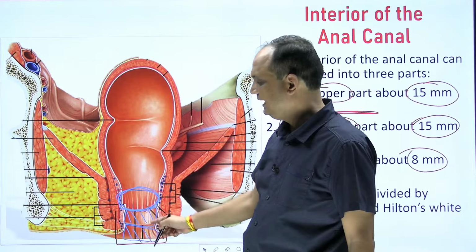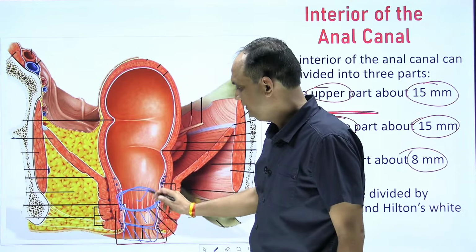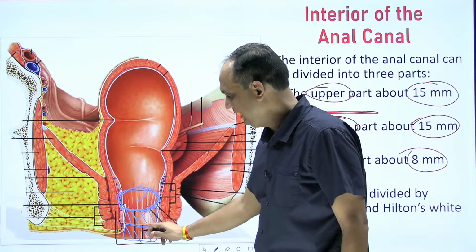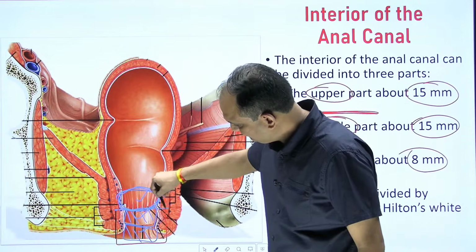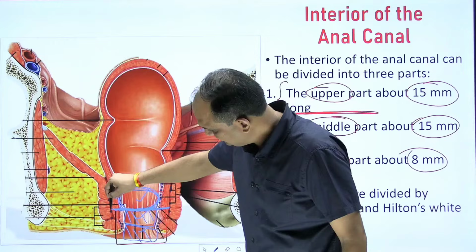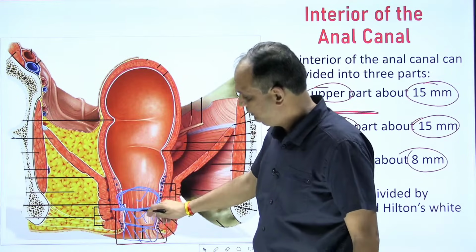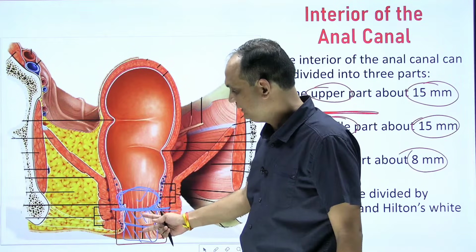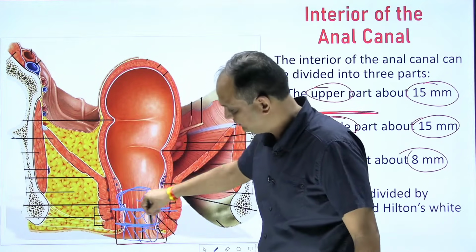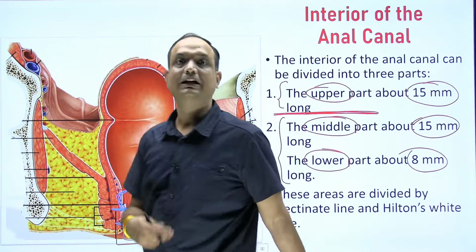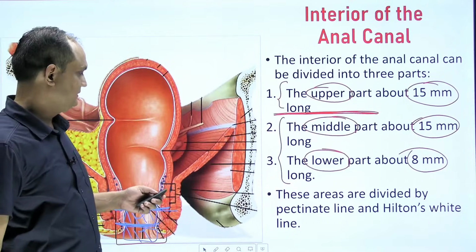So in this way you have three parts: upper, middle and lower. But actually the dentate line or pectinate line is the line of demarcation between the upper and lower part, and this lower part is further divided into two parts by one more line, that is the white line of Hilton. Clear? So let's see one by one all these three parts.